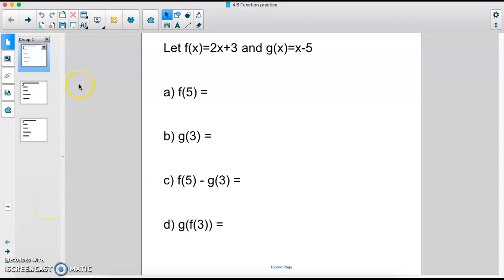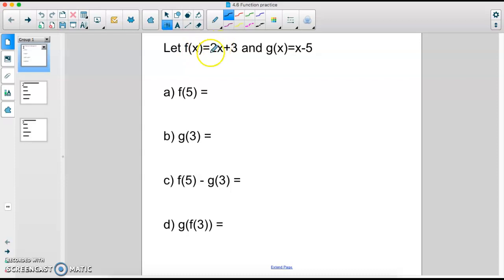All right, guys. Welcome. This is that 4.6 function practice we did that I kind of forgot about, and we're going to be going over it on the test, so I wanted you guys to be prepared for it. f of 5, g of 3, like what we talked about today. You guys can do those, right?